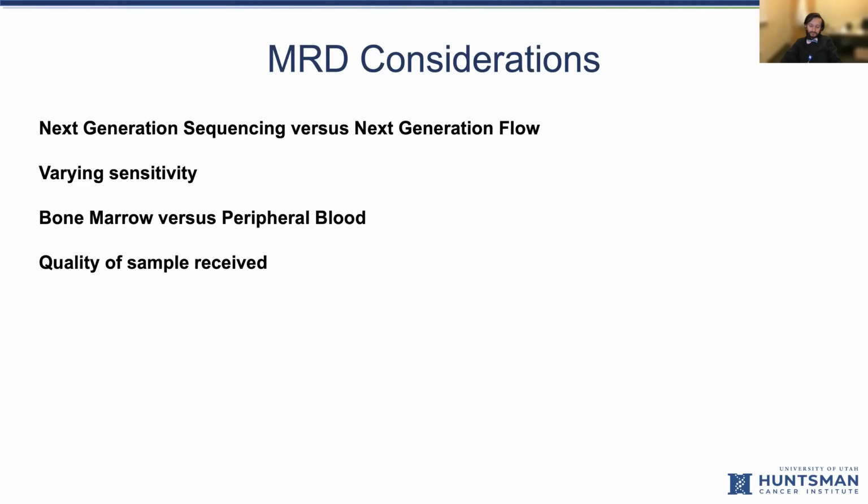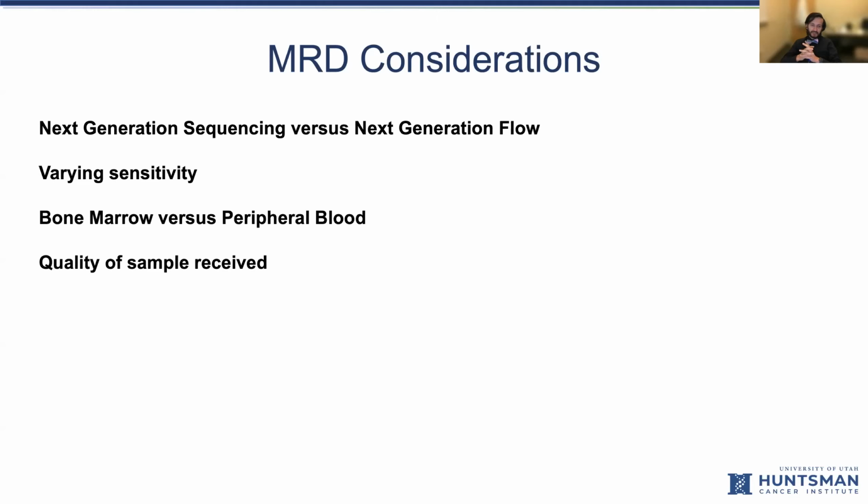Next generation flow basically is that you're running these cells through a gate, and the gate picks up a certain receptor. So if the myeloma cells have that receptor, every single time a myeloma cell goes through that gate, it's going to record a hit. And that's basically flow cytometry. So if you have a next generation flow assay that has a sensitivity of 10 raised to the power minus 6, basically what that means is you run 1 million cells through that gate, and if one cell has the markers that myeloma has, it will pick that up, and you'll be MRD positive. So that's what next generation flow is.